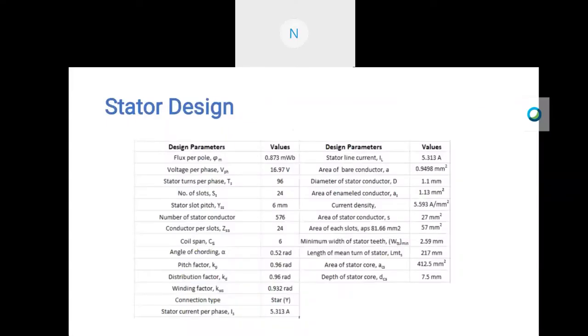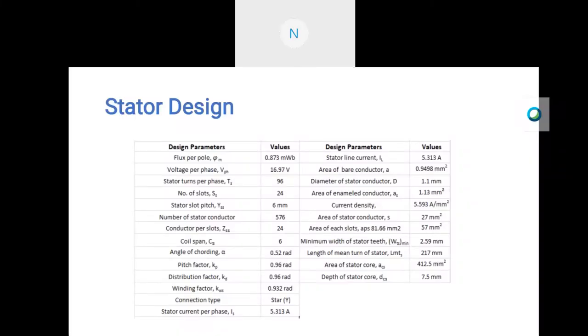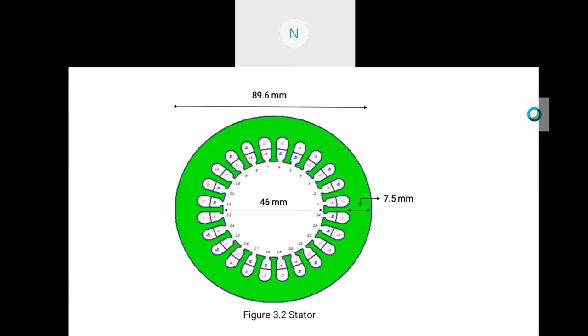Now coming to the stator design, here also all the required factors are calculated, but the detailed calculations are in my report. I have not attached them here; I only attached the tables. These are the values. Flux is 0.7873 milliweber. Okay, then this is the stator. The stator is done. Now coming to the slot dimensions.